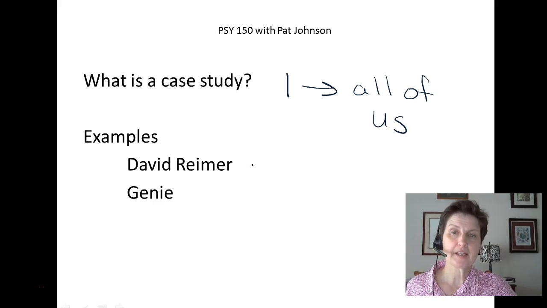Another example of a case study is another situation from the last century. Jeannie was a young girl who, at the age of 18 months, was locked into a closet by her parents, and she didn't have any human interaction for over a decade. And Jeannie didn't know how to walk, she didn't know how to talk. She was a very sad case.